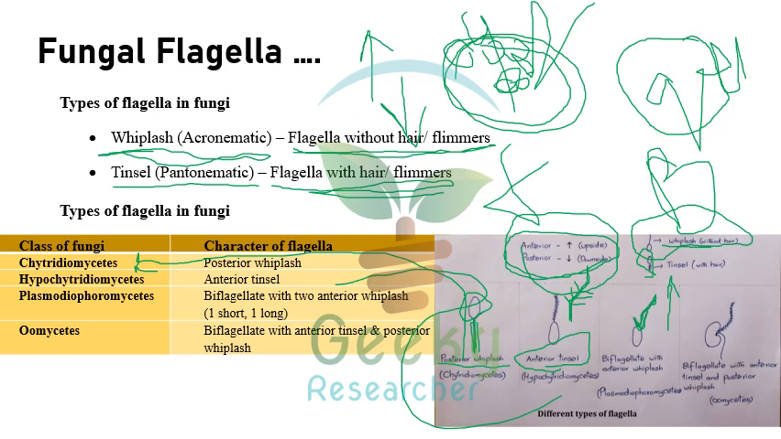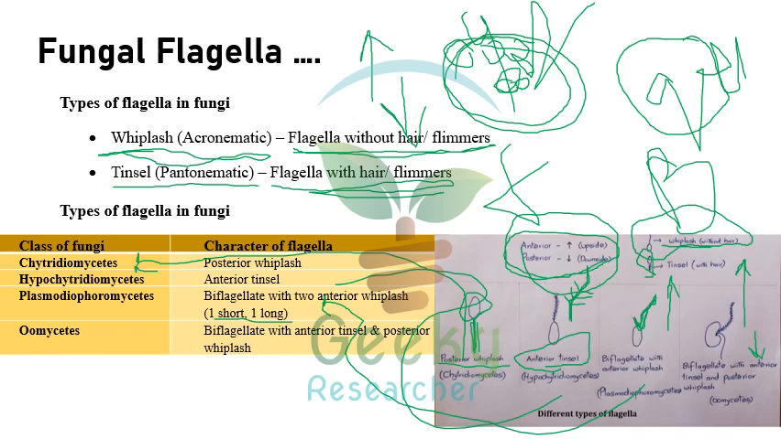Biflagellate with anterior whiplash. Whiplash means no hair. So biflagellate with anterior whiplash type of flagella can be observed in Plasmodiophoramycota. Here in whiplash, one is short, one is long. Then the last one is kidney shaped, right? So the anterior flagellum is there with hair and the posterior flagellum is there without hair.